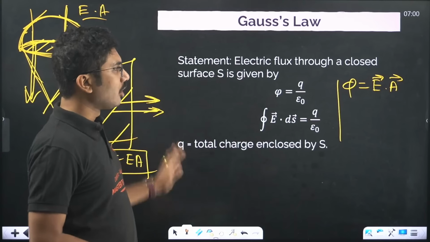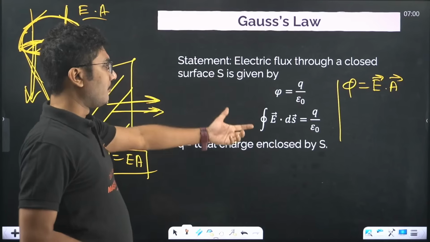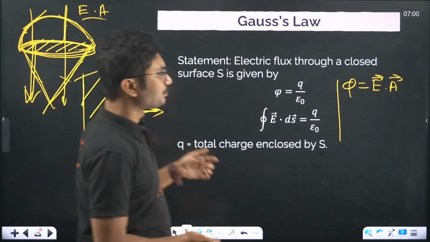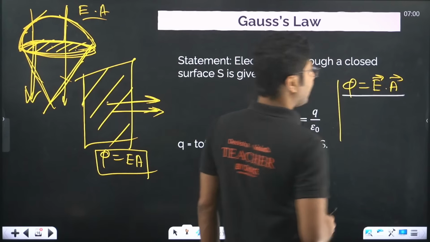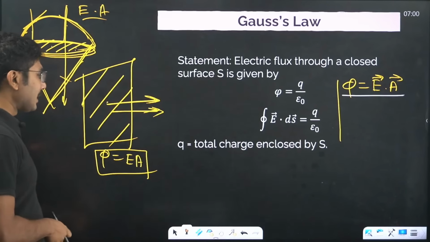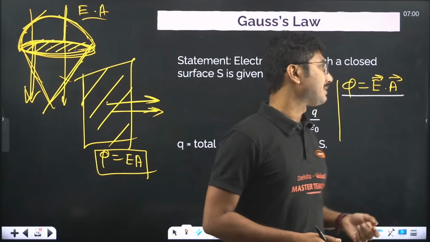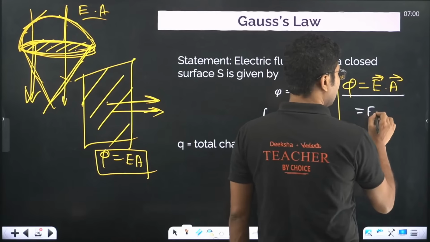Gauss's law, we all know Gauss's law. E dot dS is equal to q by epsilon naught. If they give you the electric field and ask you to calculate phi, remember that phi is equal to E dot A. In vector form, E dot A; in scalar form, EA cos theta.